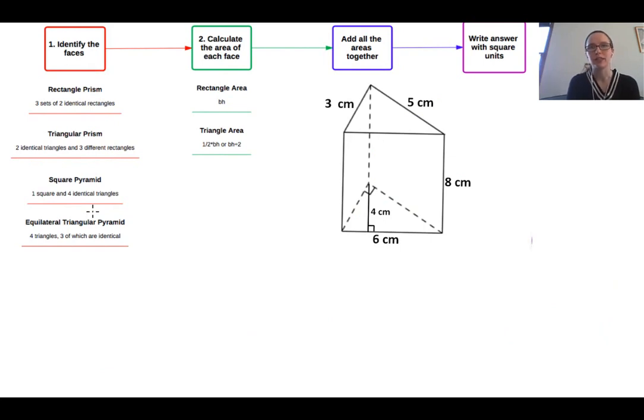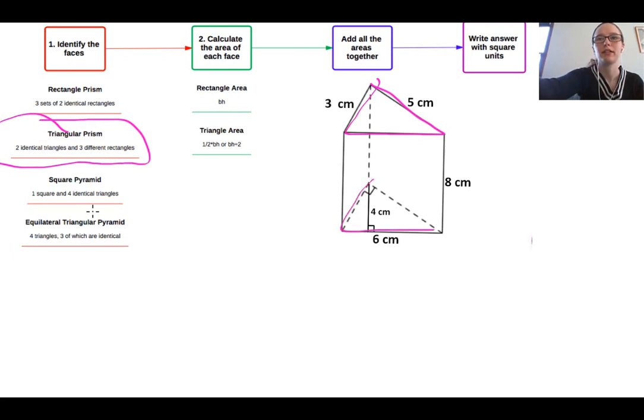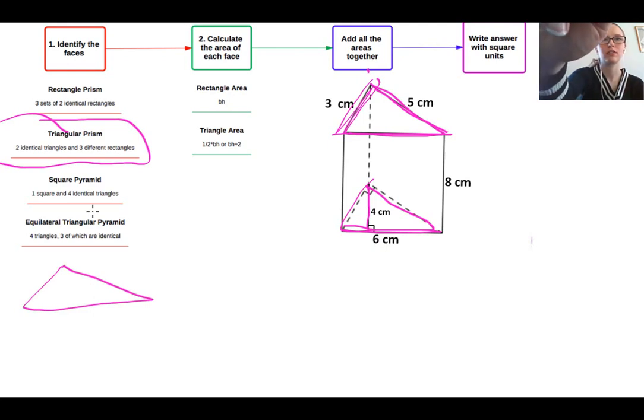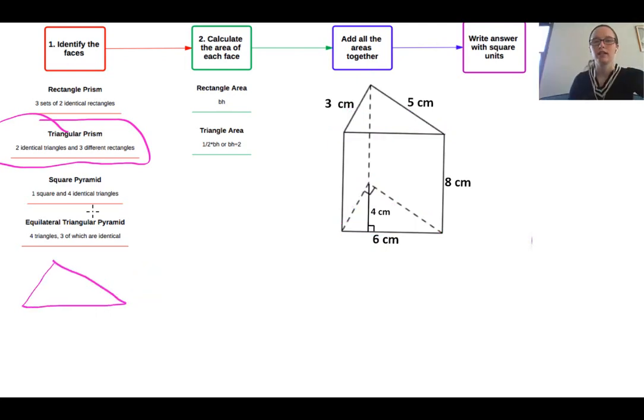For this triangular prism, we still have to identify the faces. So we know that there's 2 identical triangles. I see one up here and one down here. And there's a lot of numbers that surround this. We know this side length is 3, we know this is 5, and we know this is 6 because of down here. And we also know the height is 4 centimeters. So there's 2 of those, and we know we have 3 different rectangles.